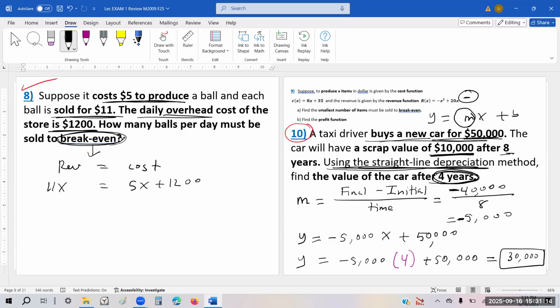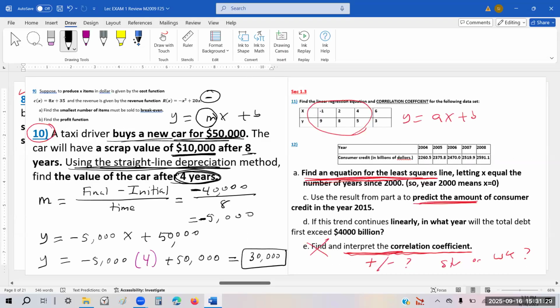So you have a total amount. From the total amount, each year you're losing $5,000. So after 4 years, you're losing 5,000 times 4. So you're losing 20,000 from your 50,000. And I'll give you one of these.